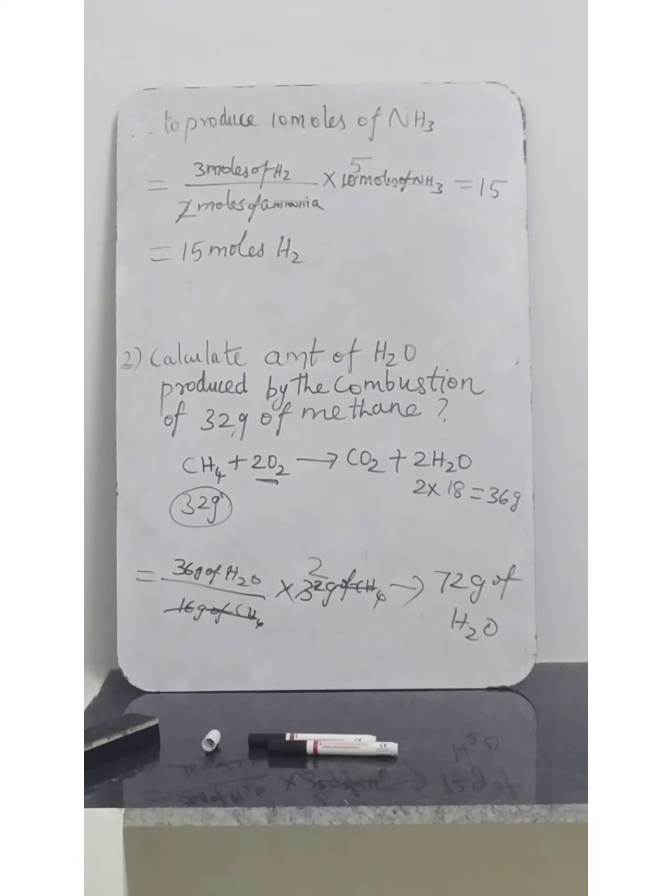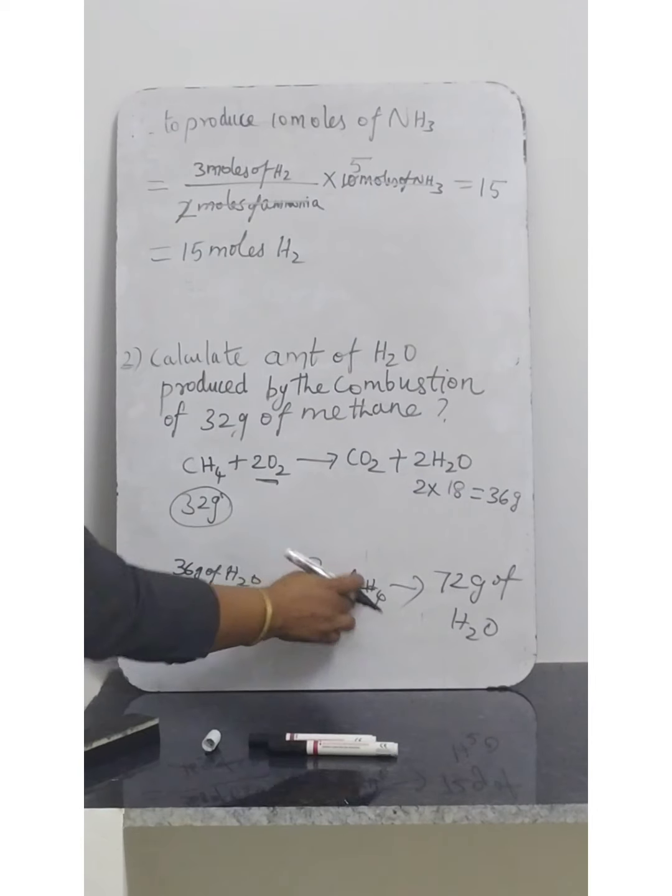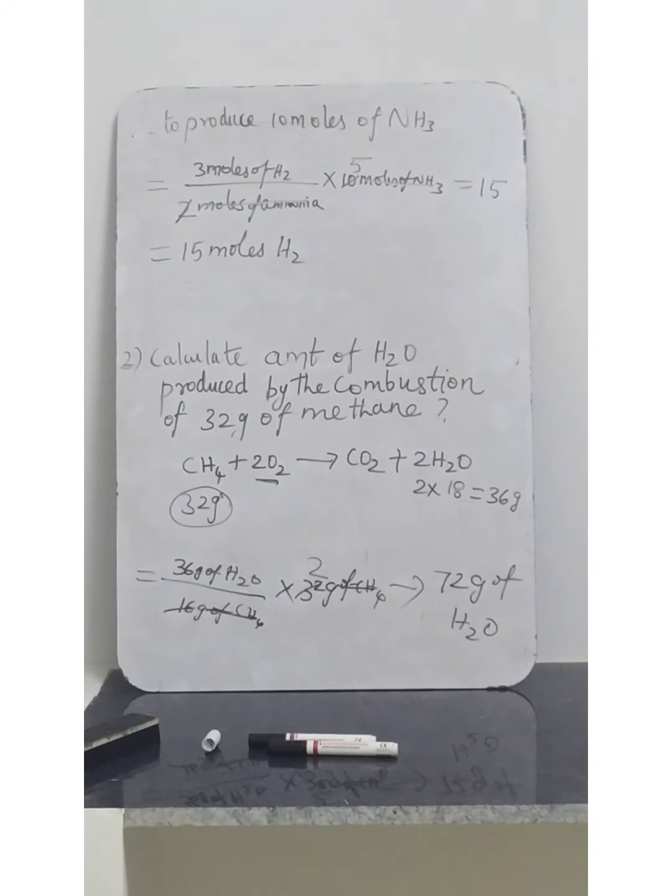72 gram of water. Understood what I am saying? Okay. So, to calculate the amount of water produced by the combustion of 32 gram of methane, as per the stoichiometric equation, 16 gram of methane will undergo combustion and give 36 gram of water. Therefore, 32 gram will give 72 gram of water. This is how, as per the stoichiometric equation, we have to calculate the mass. Understood? Okay.